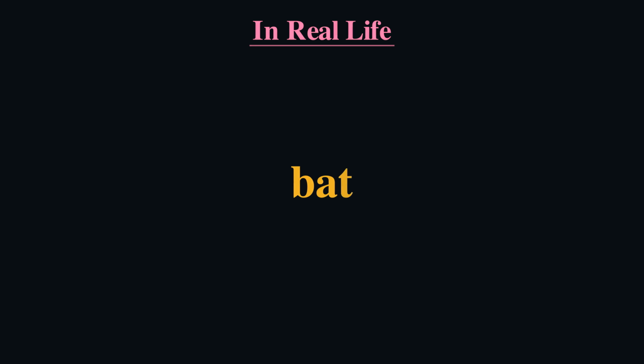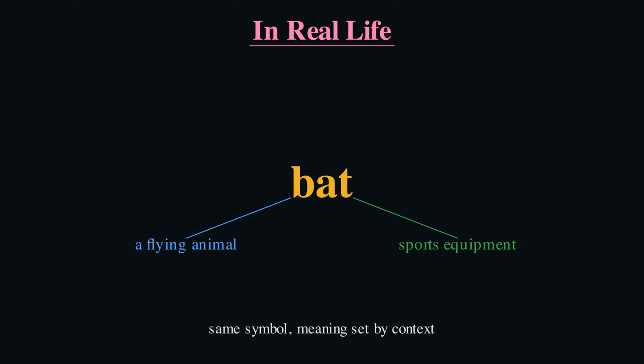It is like the word bat. The very same letters mean a flying animal or a piece of sports equipment. Only the context tells you which. Vertical bars are exactly that. The shape stays the same. The context decides the meaning.